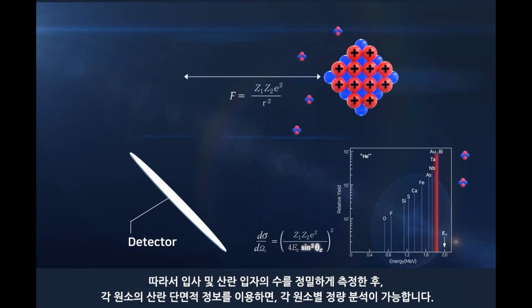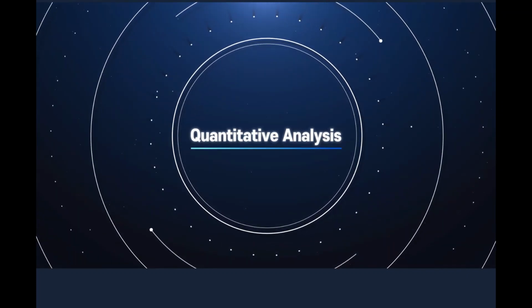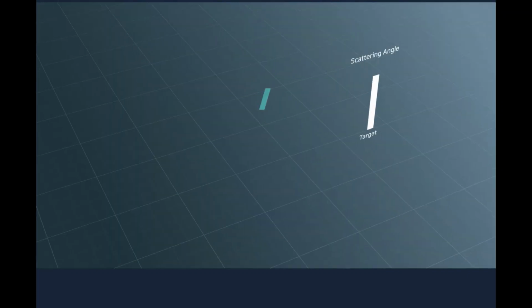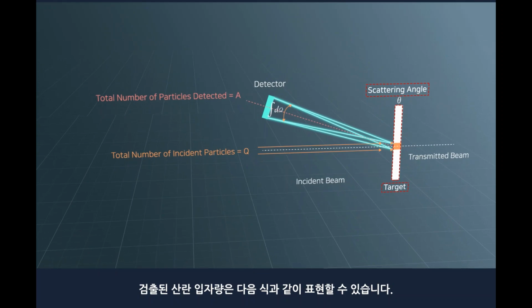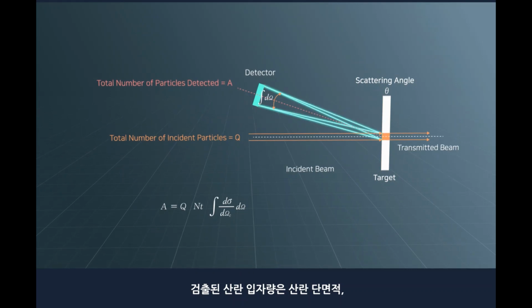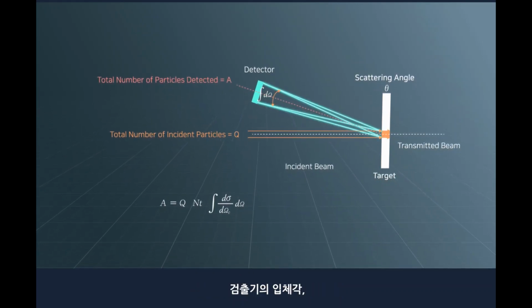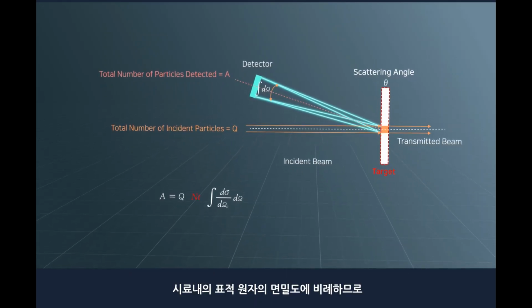Therefore, if the number of incident and scattering particles is precisely measured and the scattering cross-section information of each element is used, a quantitative analysis of each element can be performed. The number of scattered particles can be expressed with the following equation. The number of scattered particles is proportional to the scattering cross-section, solid angle of the detector, number of incident ions, and areal density of target elements in the sample.